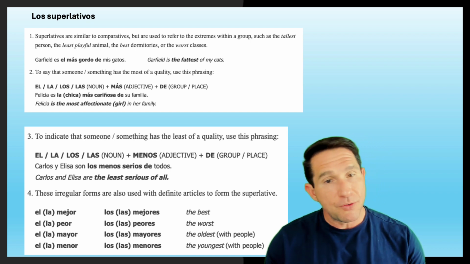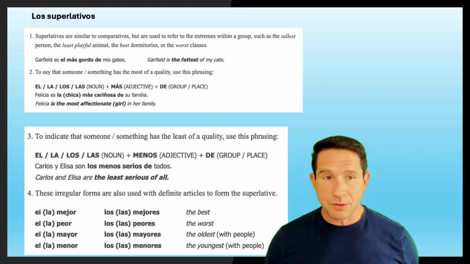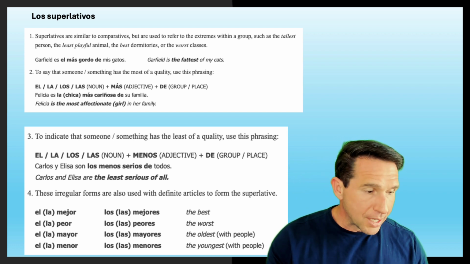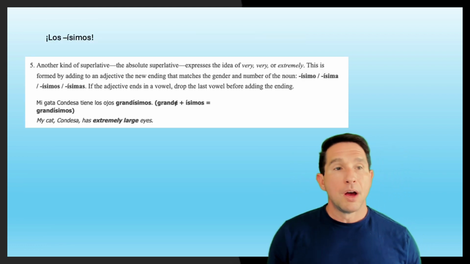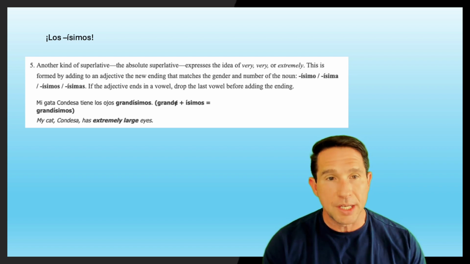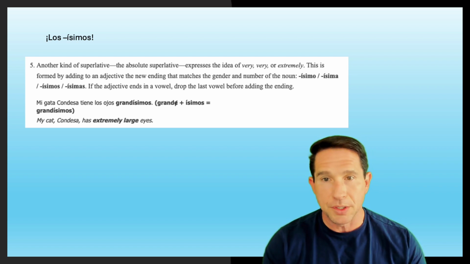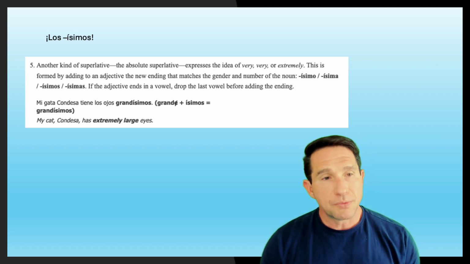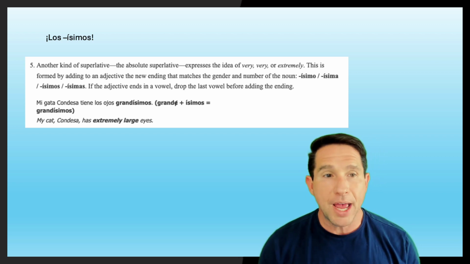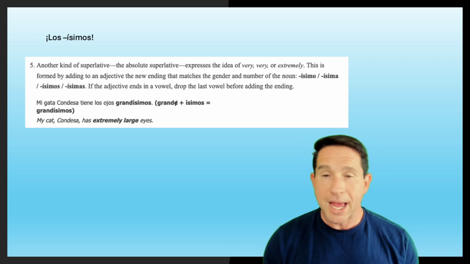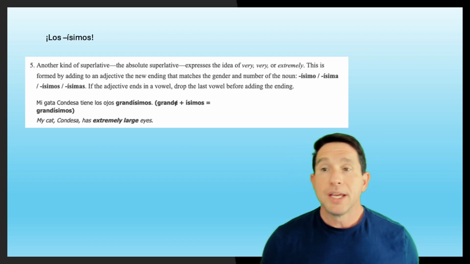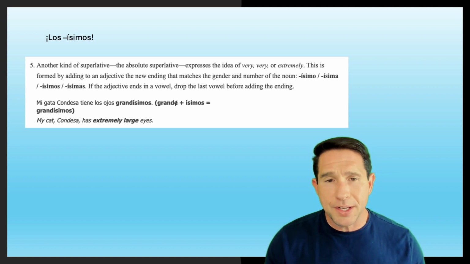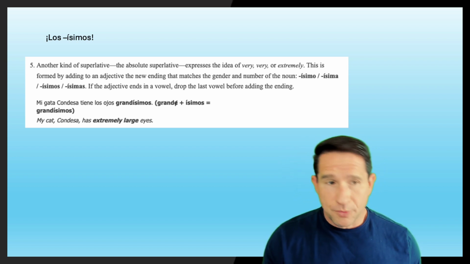So remember, very formulaic, just like the other ones, right? Think about the category. What are we trying to express? We're going to have a little practice here in just a minute. All right, so another kind of superlative is the absolute superlative to express the idea of very, very, or extremely. This is formed by adding to an adjective the new ending that matches the gender and number of a noun. Ísimo, ísima, ísimos, ísimas, right? If the adjective ends in a vowel, drop the last vowel before adding the ending.